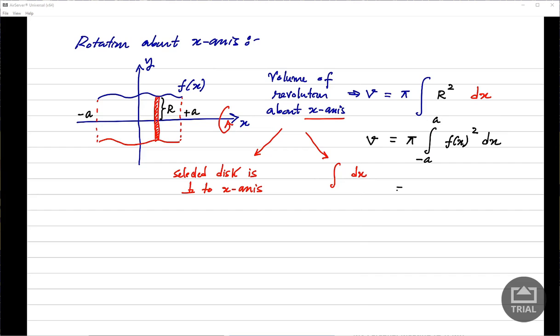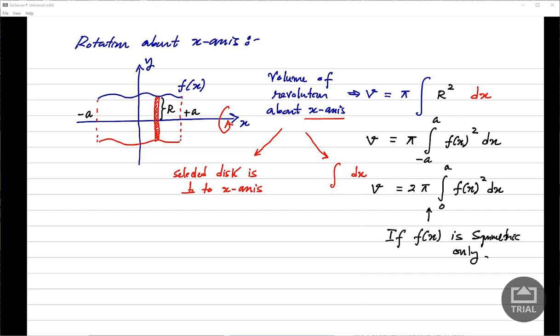Do you know that you can write this as 2 times pi, integral from 0 to a of f(x) squared dx? You can do that only if the function is symmetric. If f(x) is symmetric only, we can do that. Remember that. I will leave this to you: you have to argue by yourself why we can use this only if it is symmetric.